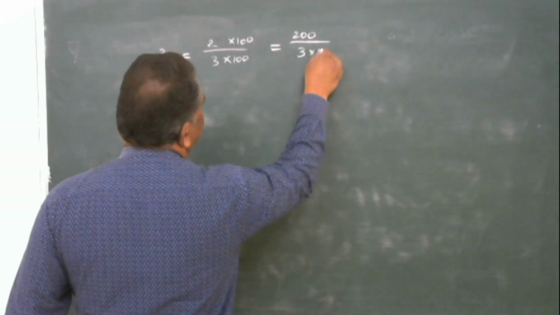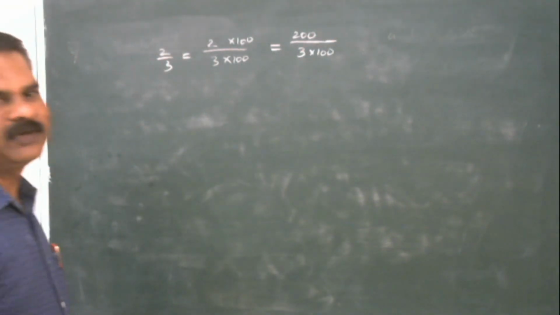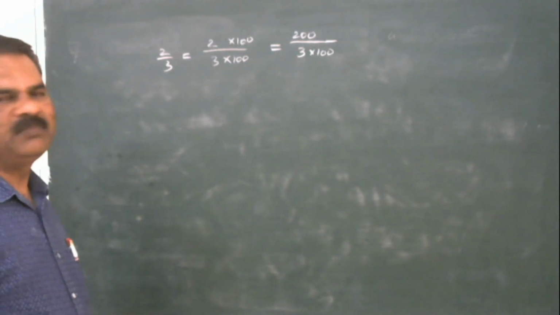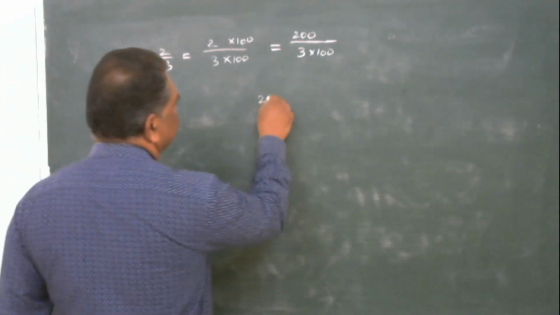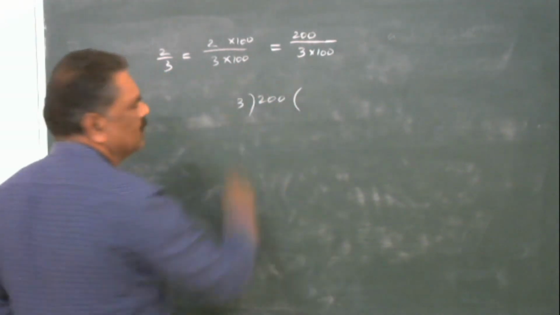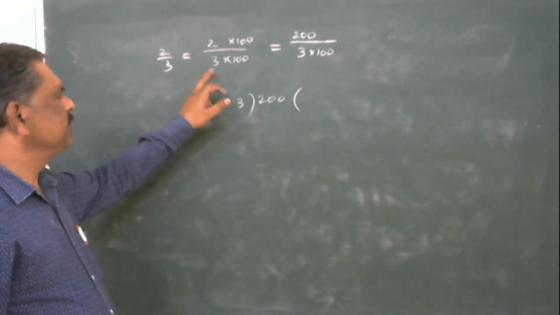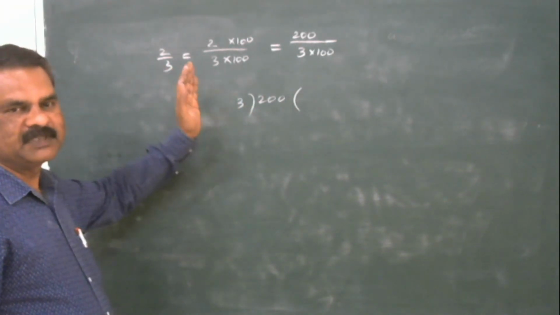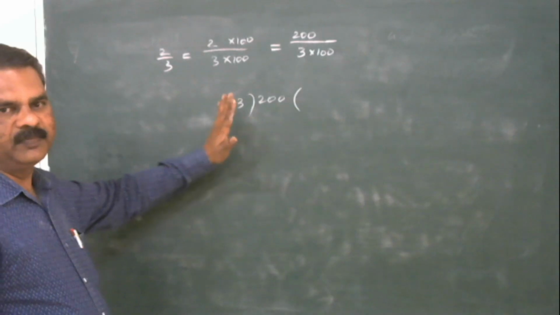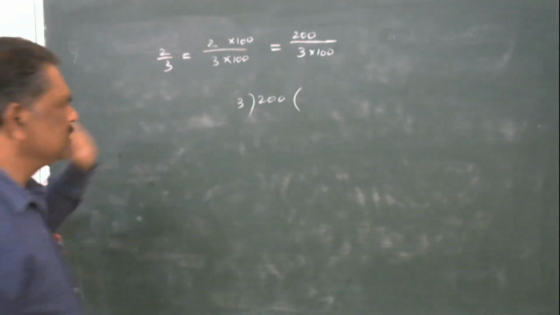Okay, and this 100 we will keep as it is. 200 divided by 3. Then again we need to convert. It's a very lengthy process. So you need to again go for long division only. There is no other way. So better not to go for this method. If you cannot write the denominator as a power of 10, better not to use this method. Better we use the division method only.